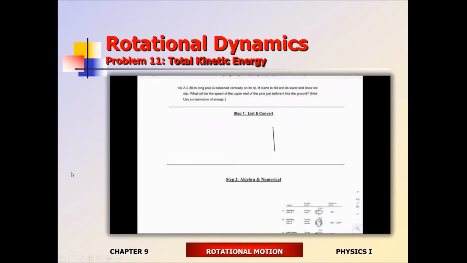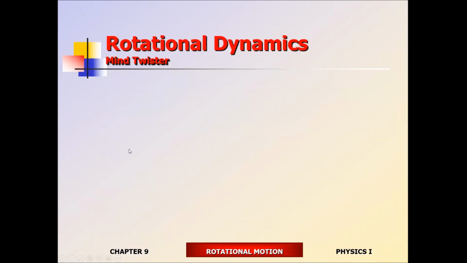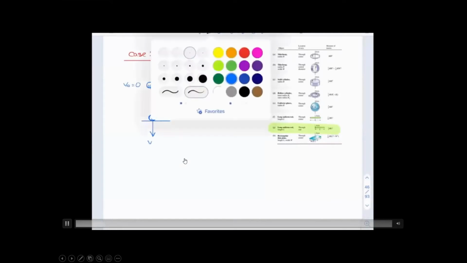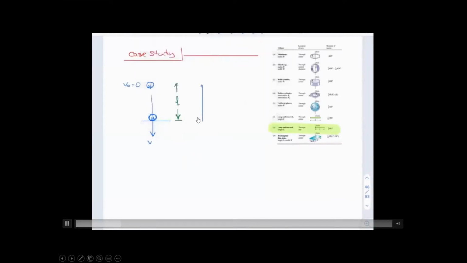And then when we took this problem one step further, it turned into a mind twister, because the top of the pole, the tip of it, according to a computer scientist that I was talking to from MIT, was supposed to move faster than a falling object.